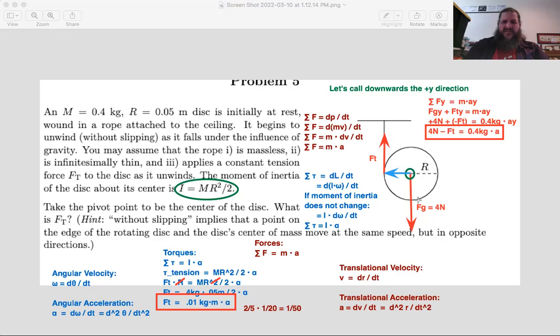The center of mass is moving down, and the other edge is also moving down. There's no single point on this entire disk that's moving up. So I don't think that hint is really useful here. But I think we can use a relationship between translational motion and rotational motion.